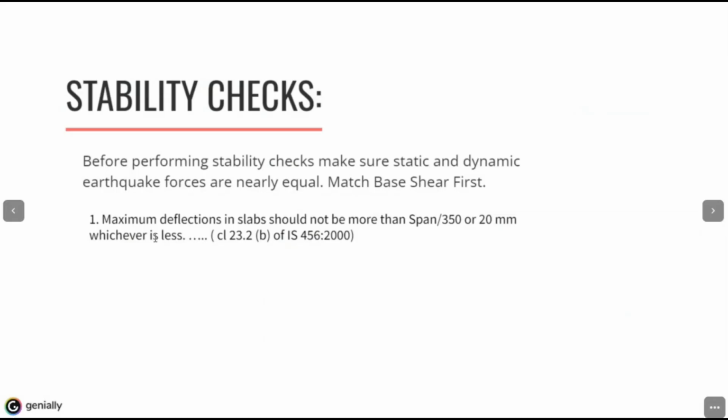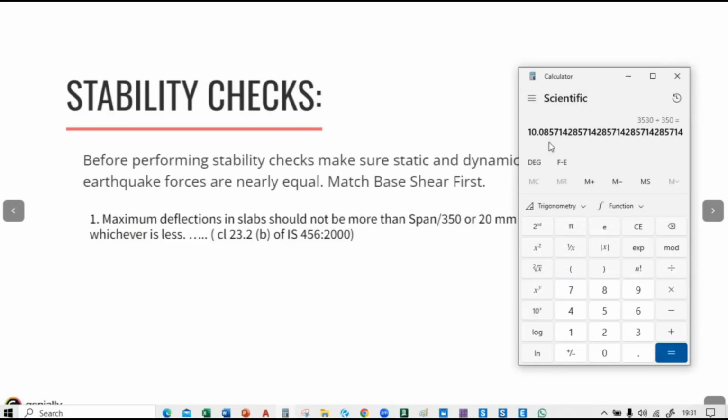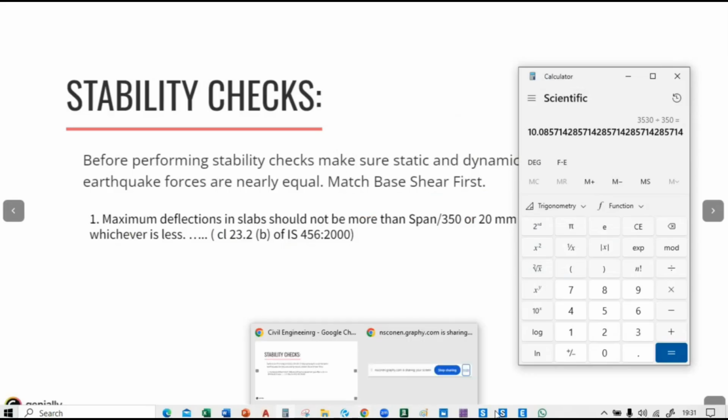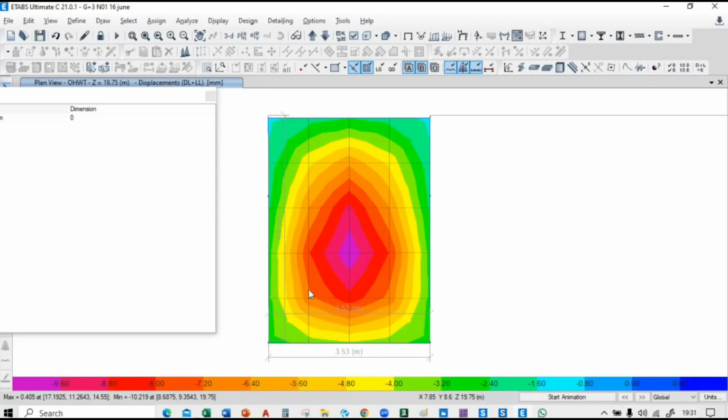So what is the code showing, IS 456 2000? The code is showing that the maximum deflection in a slab should not be more than span by 350 or 20 mm, whichever is less. So 10 will be less. So the maximum limit will be 10.085. But we are getting a deflection of 10.219, so it is exceeding the permissible limit.